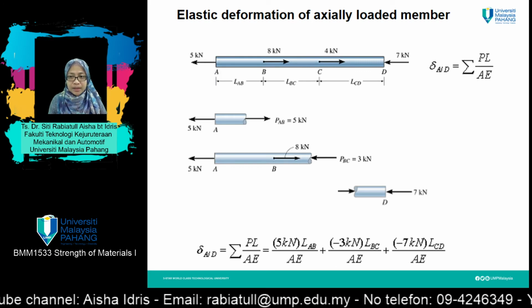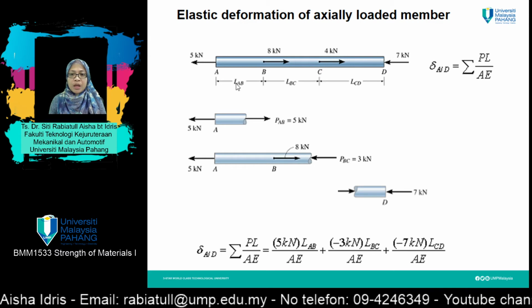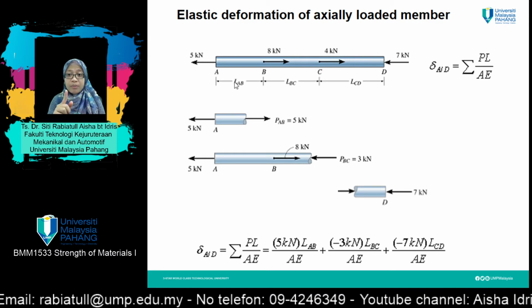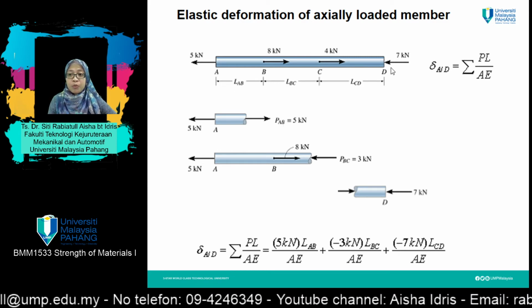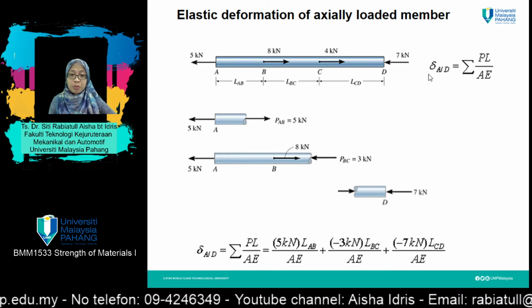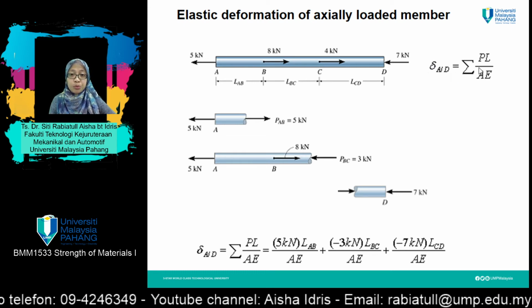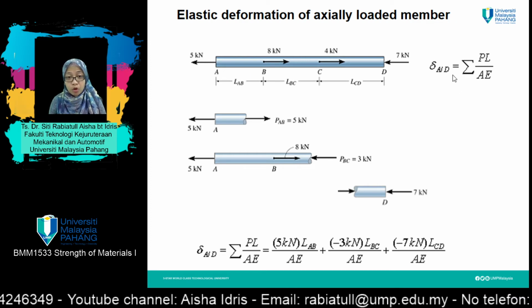So let's look at the example. For example, this bar has 3 sections: section AB, section BC, and section CD. We know that the formula for delta due to axial loading is PL over AE. Now, how are we going to solve this problem?